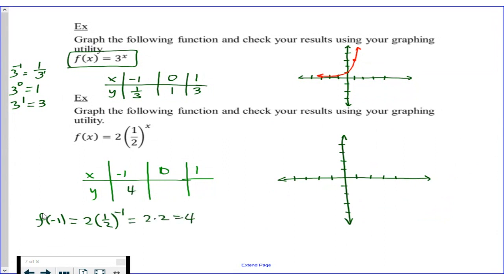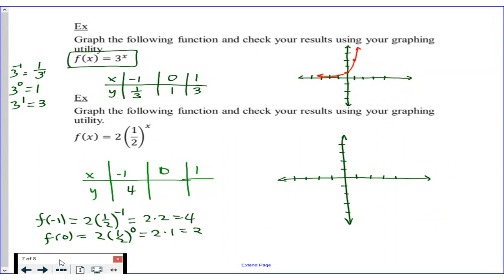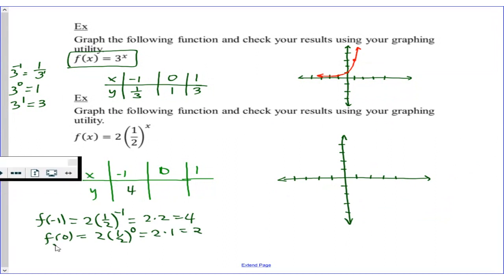Or use your calculator. Just plug in the calculator. So f of 0 is 2 times 1 over 2 to the power of 0. Any number to the power of 0 is 1. So it is 2 times 1, which is 2. And f of 1 is 2 times 1 over 2 to the power of 1. And 1 over 2 to the power of 1 is 1 over 2, which is half. So it is 2 times 1 over 2. Half of 2 is 1.